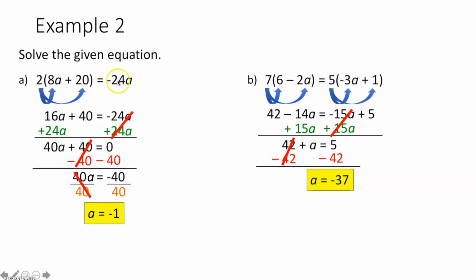Again, check your answer. If you're doing a test or a quiz, plug it back in. Make sure both sides of the equation are equal.